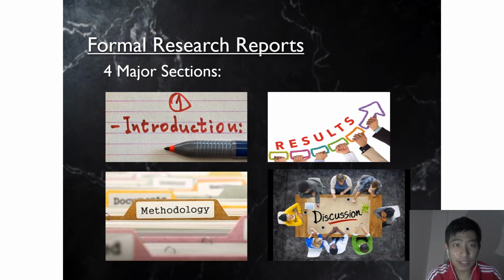Formal research reports have 4 major sections. We have the introduction, and later we'll discuss what should be included in the introduction. We have the methodology or the research design. We have the results and discussion. And last is the conclusion and recommendation. So these are the 4 major sections of research reports.